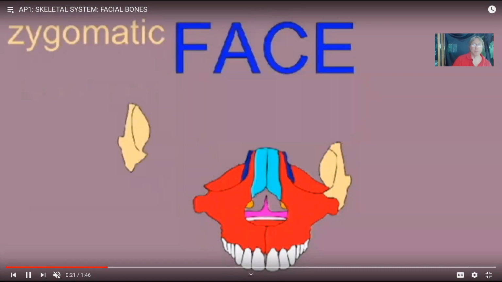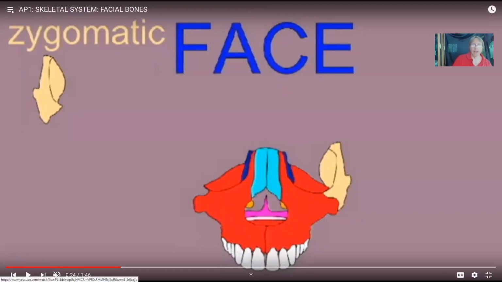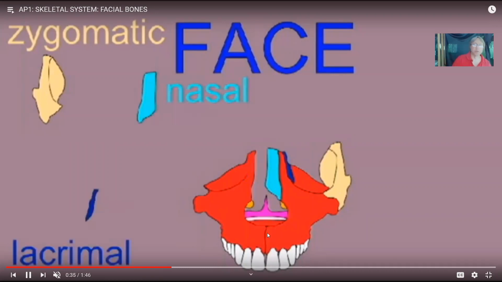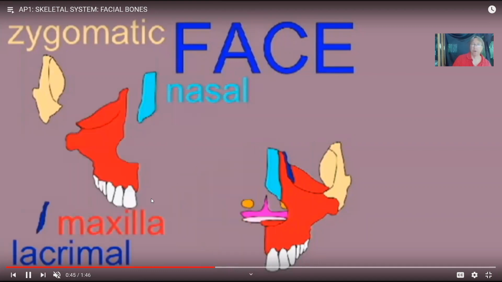So there is the zygomatic bone, mentioned in the previous video because it forms part of the postorbital bar and also the zygomatic arch. There are the two small bones making up the bridge of the nose, the nasal bones. There are two small bones just in the medial portion of the orbit where the tear duct is, the lacrimal bones. The largest bone of the face is the maxilla, or the maxillary bones.